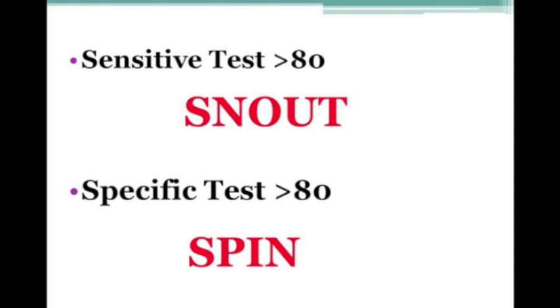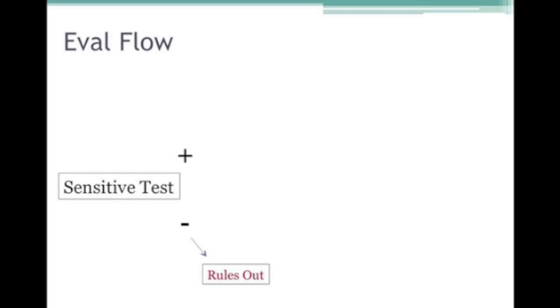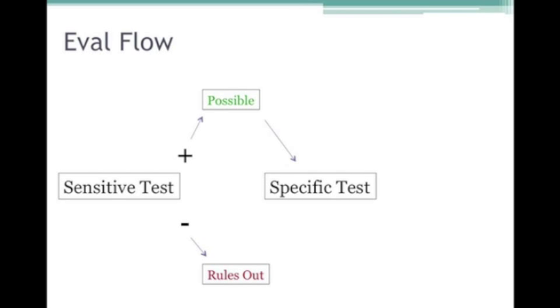Good way to remember these. So how does this all fit into your evaluation? Well, you're going to start with a sensitive test. That's your screening test. It's going to either be positive or negative. If it's negative, it rules it out. You don't have to worry about that being the pathological structure. If it's positive, that means that we need to go on to the next test, the specific test.